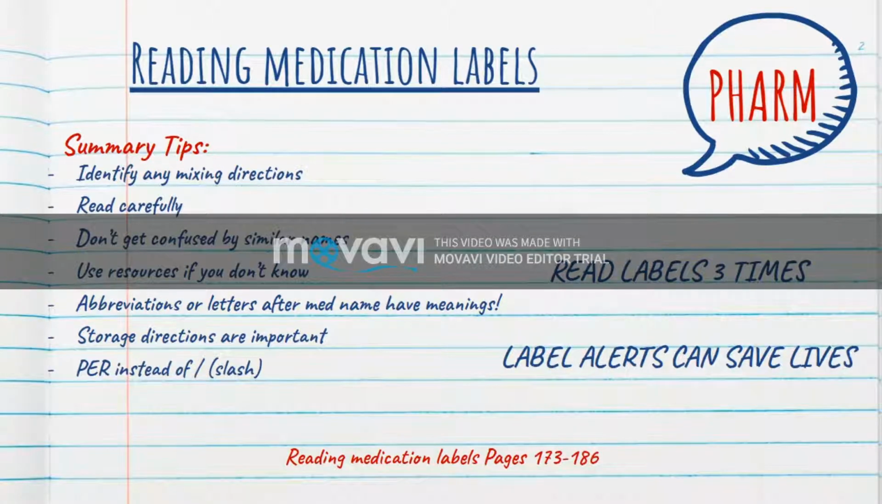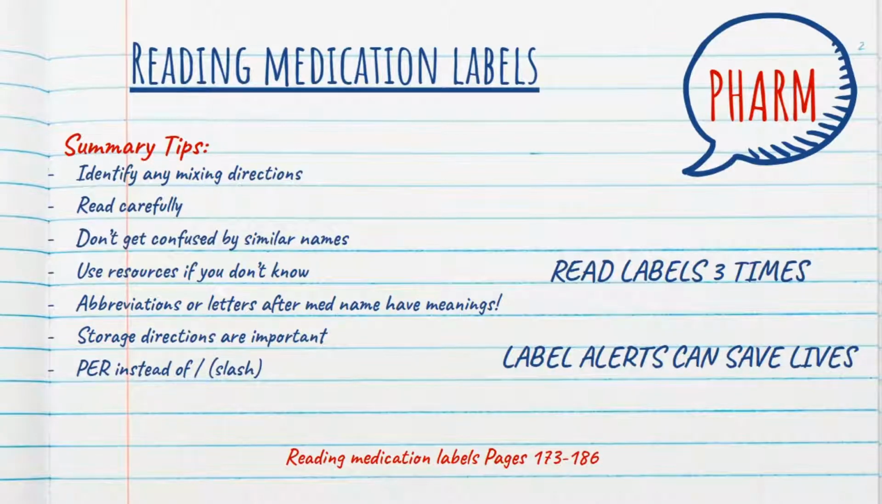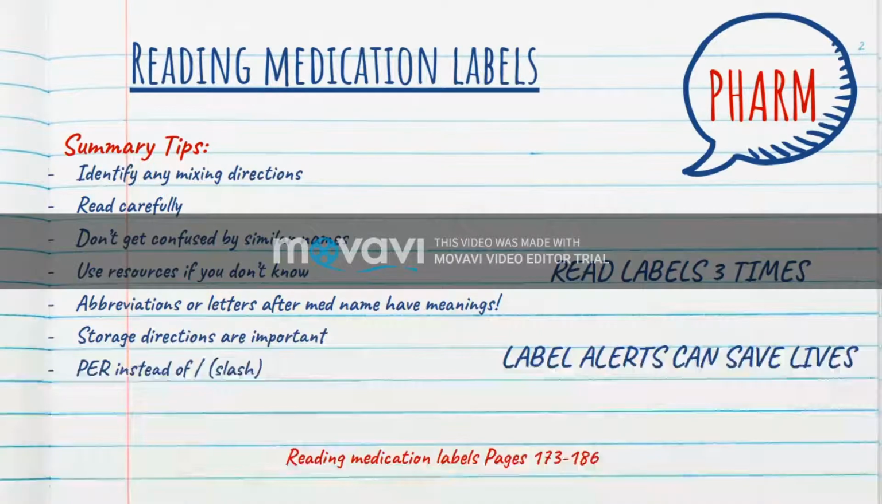Just to remind you, read the medication labels 3 times. Label alerts or those warning labels, anything that says alert or is in yellow or red, can save lives. Those are there for you to get information from.